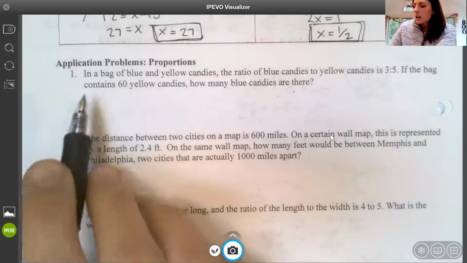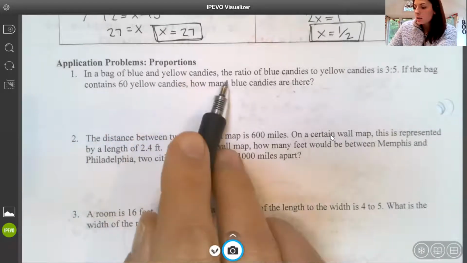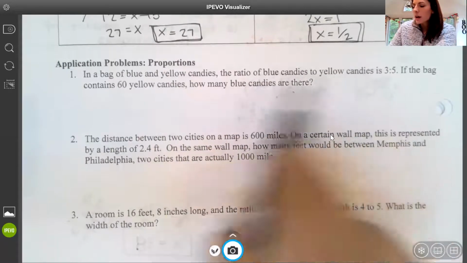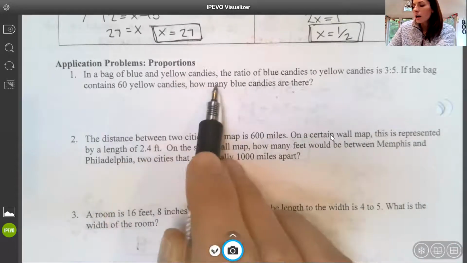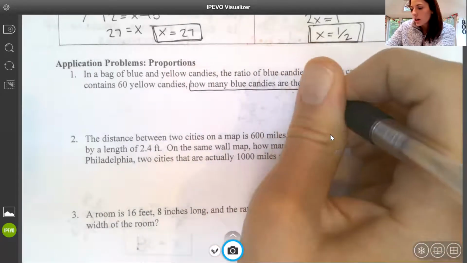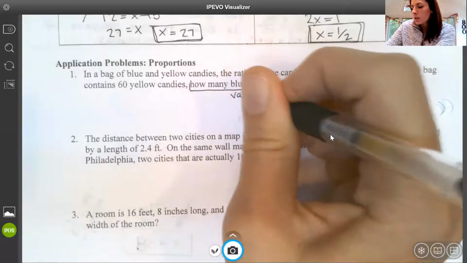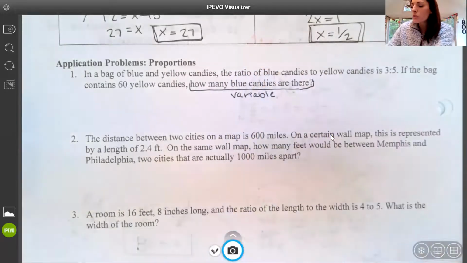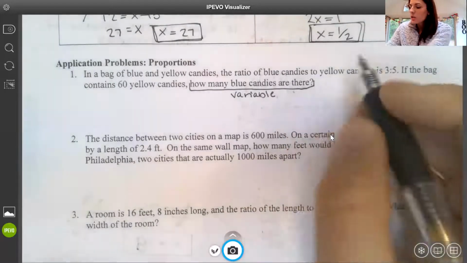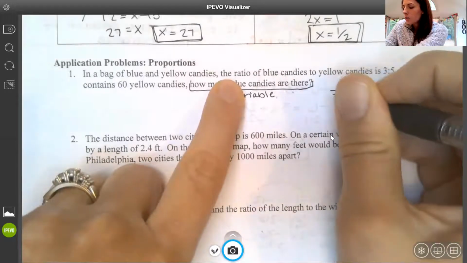So it says a bag of blue and yellow candies. The ratio of blue candies to yellow candies is 3 to 5. If the bag contains 60 yellow candies, how many blue candies are there? So first of all, this question right here tells me what my variable is. Okay, so my variable is how many blue candies there are. X is blue candies.